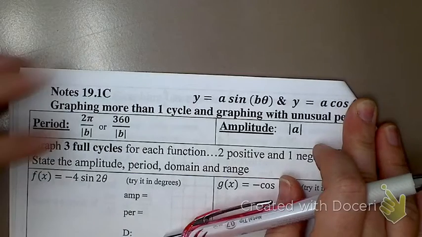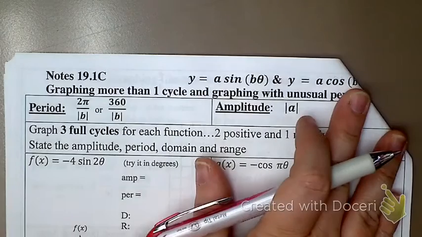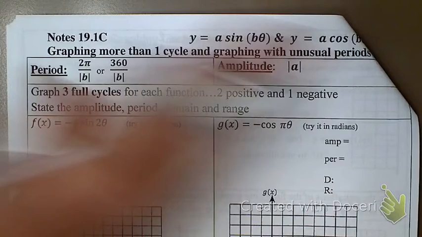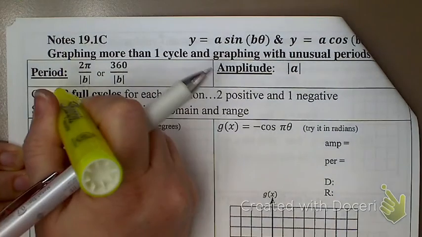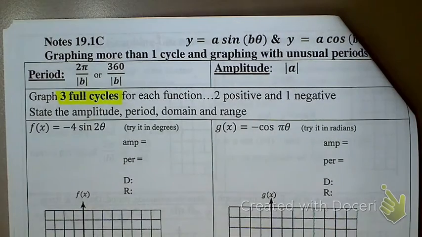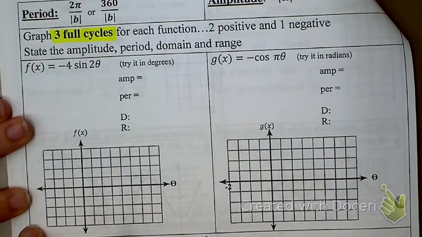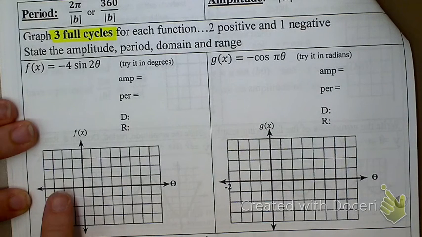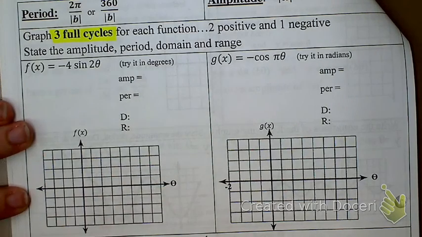Okay, so here we are on notes 19.1c. We have three graphs here. They're just a little bit different than the graphing that we've been doing. First thing that's different is we're going to graph 3 full cycles for each function. It says 2 positive and 1 negative, so that means on my graph you notice my y-axis isn't completely to the left anymore. That means I'm going to graph 1 cycle or 1 period here and 2 on the positive side, just to see how the progression goes.